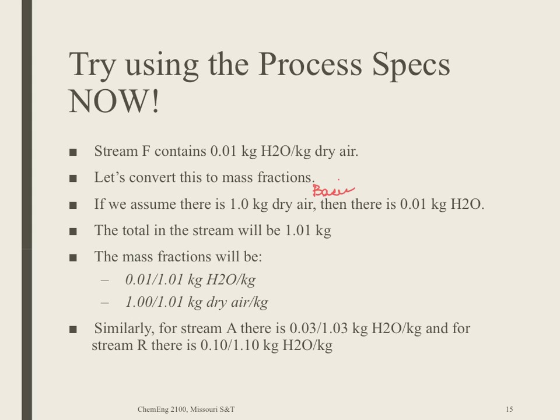I could do this same process for all of them. This is going to be for stream A, which contains 0.03 kilograms of water per kilogram of dry air. It's going to have a mass fraction for water of 0.03 over 1.03. For stream R, we have 0.1 kilograms of water per kilogram of dry air. So the mass fraction of water in stream R is 0.1 over 1.1 kilograms of water per kilogram total. Now, if I use these, this is going to clean up that material balance table a lot.